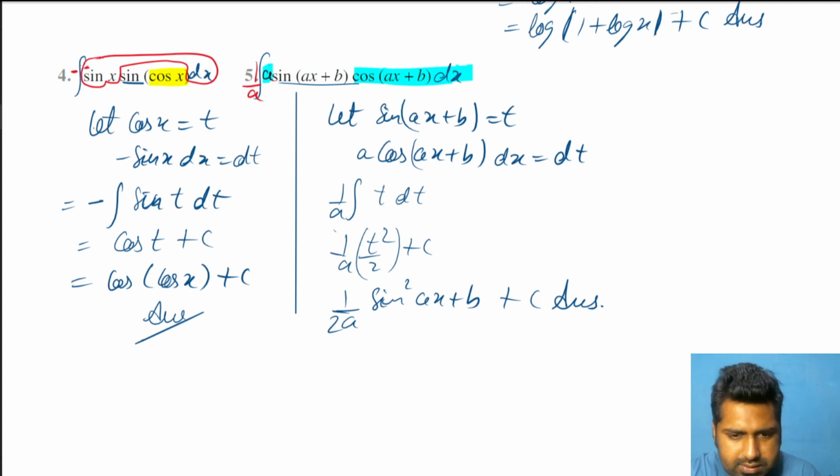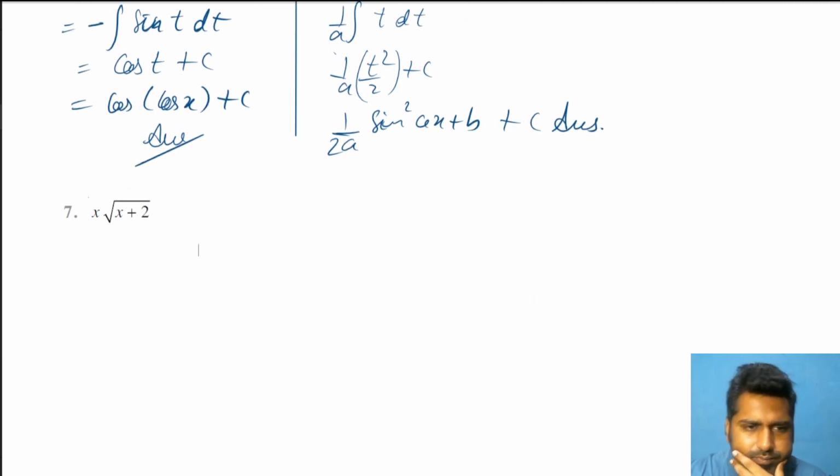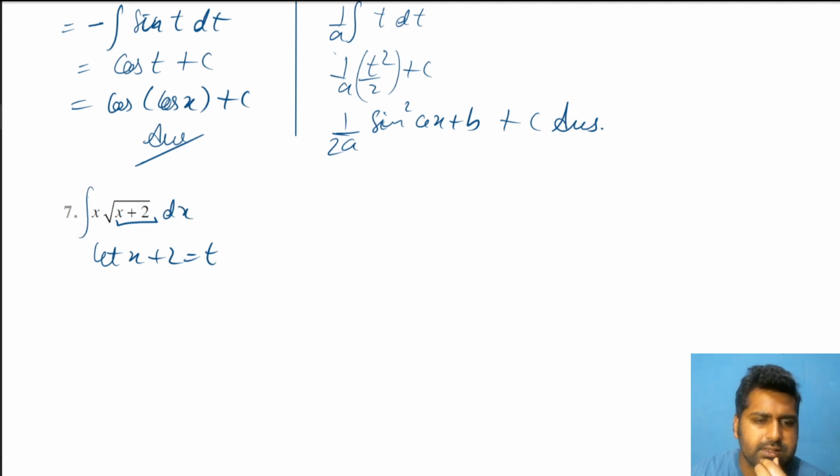Then let's do this. Very simple question. Integration of x square root of x plus 2. X plus 2 inside is the square root, so this is making it weird. Okay, because of the square root. So let x plus 2 be equal to t. So this is integration dx. Okay. So differentiation of x plus 2 is 1 dx. Differentiation of t is also 1 dt.